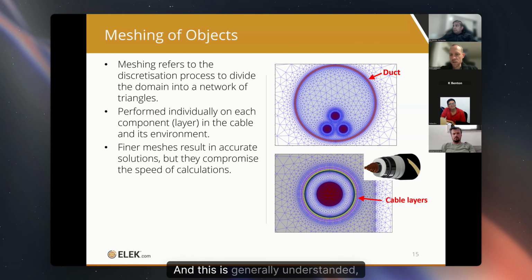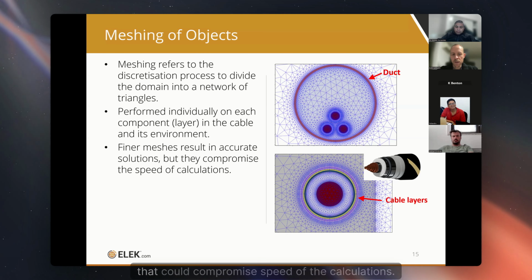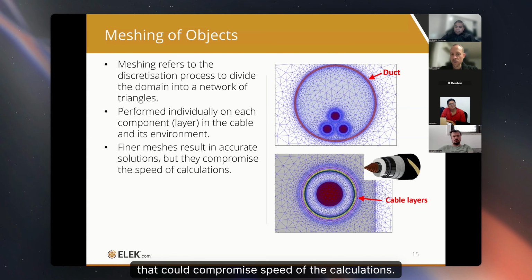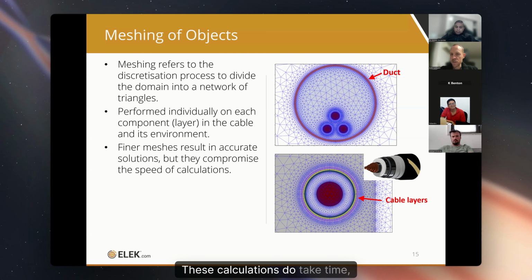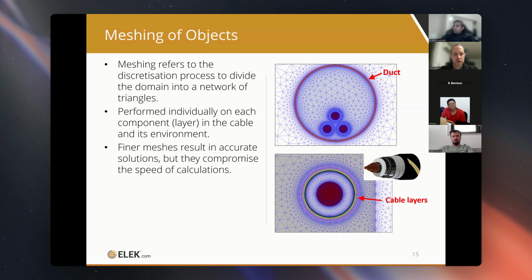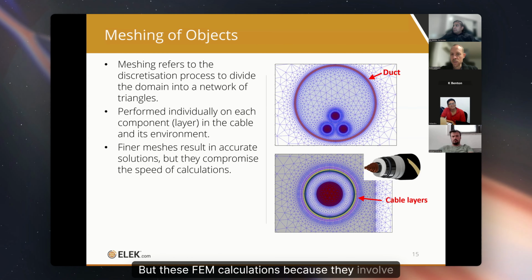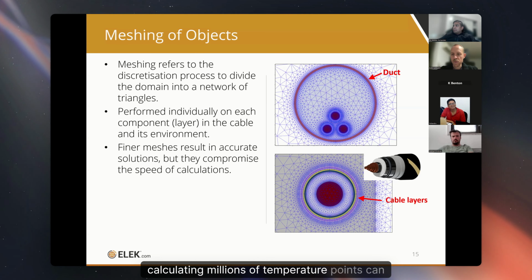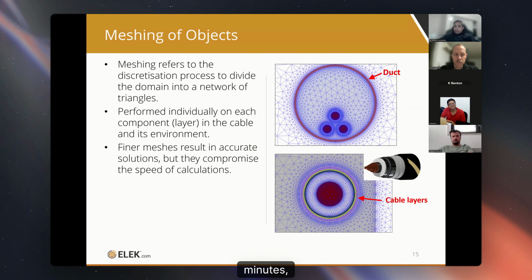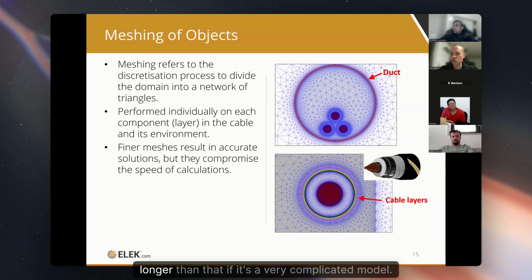If you mesh too finely, that could compromise the speed of the calculations. These calculations do take time, whereas a pure IEC calculation will be almost instant, even though it's iterative. But these FEM calculations, because they involve calculating millions of temperature points, can take minutes, sometimes longer than that if it's a very complicated model.